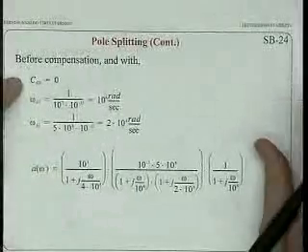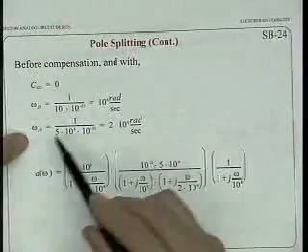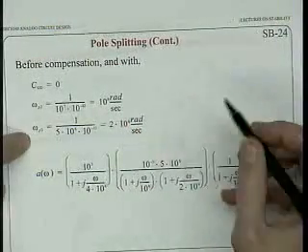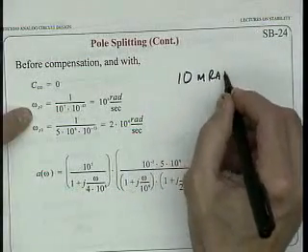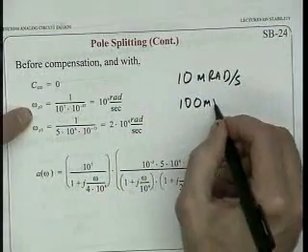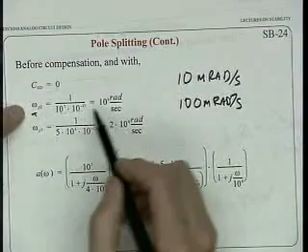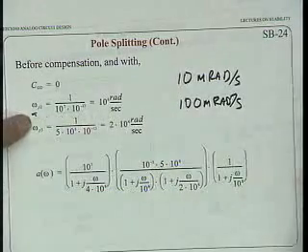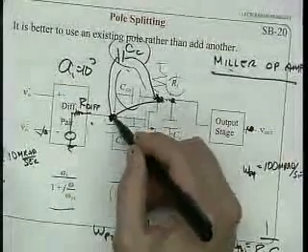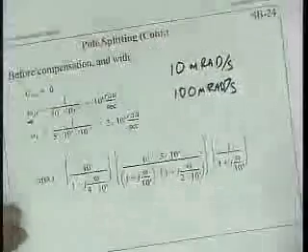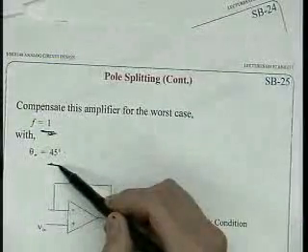So let's say before compensation, I calculate all these poles. Omega P2 is at 1 megaradian. Omega P3 is at 2 megaradians. So I have 1 megaradian, 2 megaradians, 10 megaradians, and 100 megaradians. That's my four poles, okay, before I put in the compensation pole. So sure enough, the lowest one is omega P2, which I guess was this one right here, or the input one on this side here, okay? Let's compensate for F equal to 1 and 45 degrees of phase margin, okay?